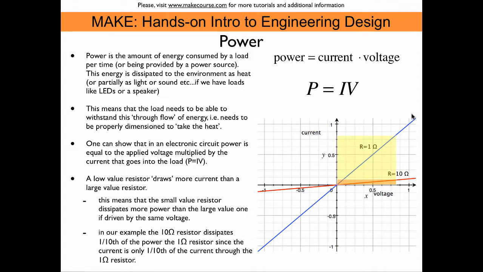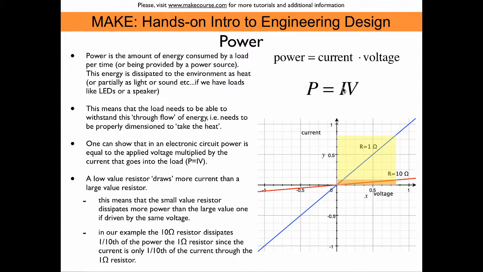So here we have the 1 ohm resistor, and here we have the 10 ohm resistor. And remember, in the 1 ohm resistor, if we apply the same voltage as at the 10 ohm resistor, the 1 ohm resistor gives us a 10 times higher current than the 10 ohm resistor. So that's just simply Ohm's law.